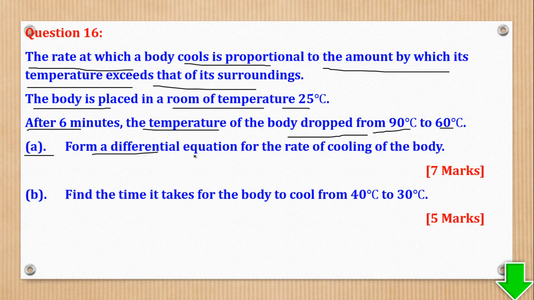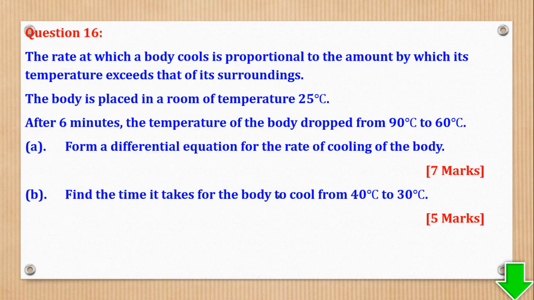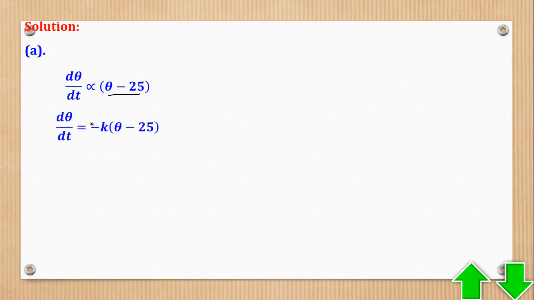Part A, form a differential equation for the rate of cooling of the body. And part B, find the time it takes for the body to cool from 30 degrees Celsius to 40 degrees Celsius. Okay. So differential equation, the rate is proportional to this excess. Then put a constant of proportionality. It should be negative because as time increases, temperature reduces.